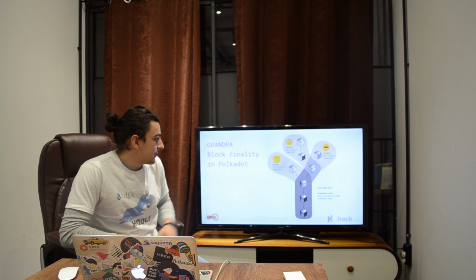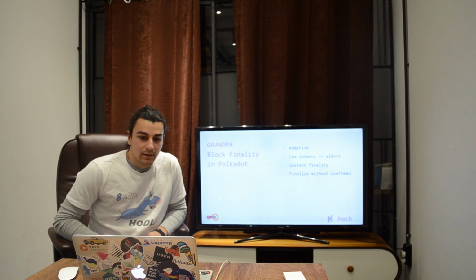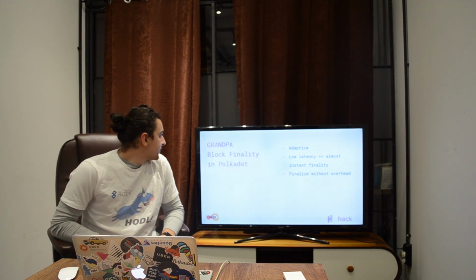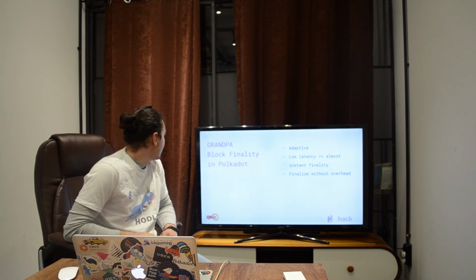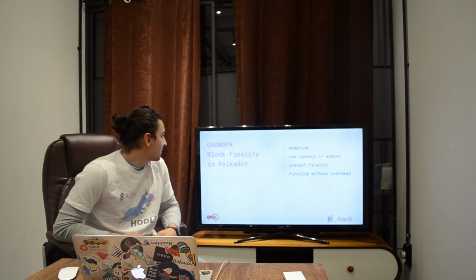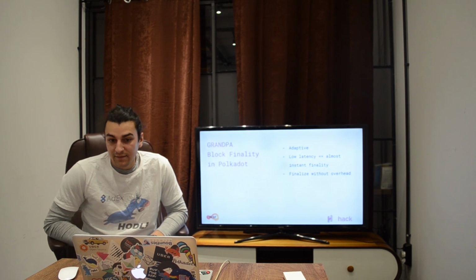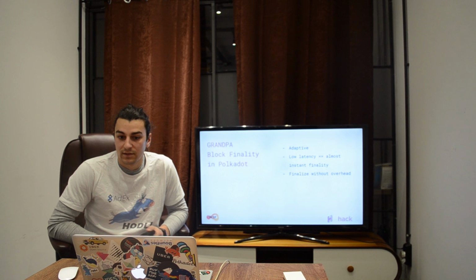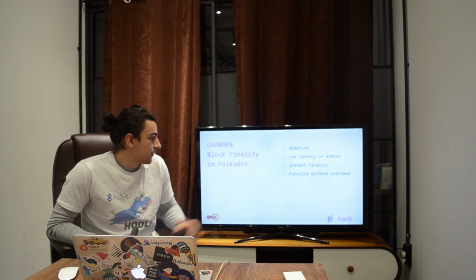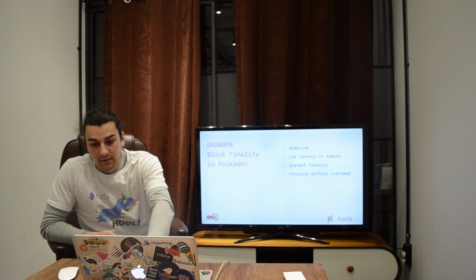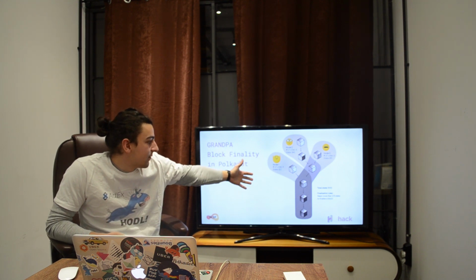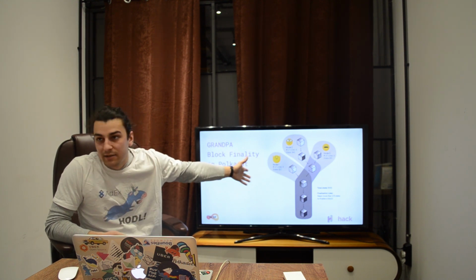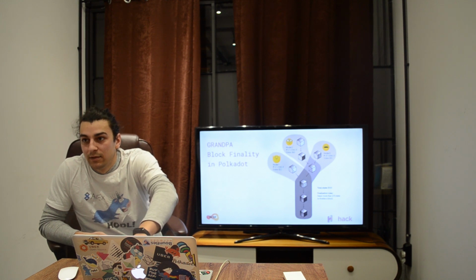And yeah, in this diagram, blocks C, B, and A are finalized because everyone agrees on this. So how this affects Grandpa: it makes it adaptive. It can finalize a new block regardless of how many blocks have passed since the last block was finalized. So in the past example here, we can verify and finalize A, B, C together in a single iteration.